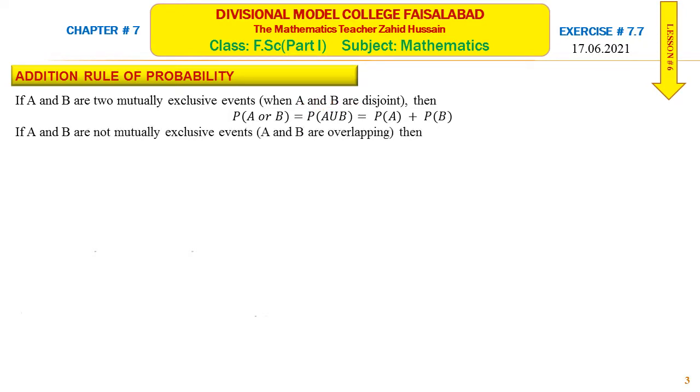But if two events are not mutually exclusive events, that is, there is something common in these two events, that is, A and B are overlapping. We know that overlapping sets are those sets in which at least one element is common. So if there is something common in these two events, then the sum rule is probability of A plus probability of B minus probability of A intersection B. We will subtract the probability of the elements which are common in both A and B.